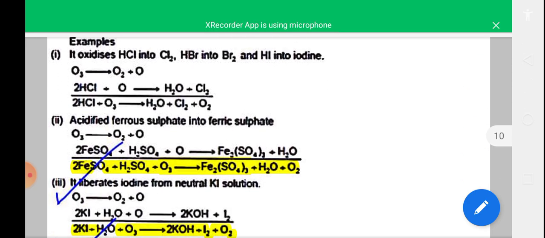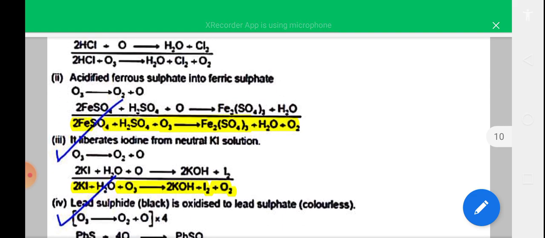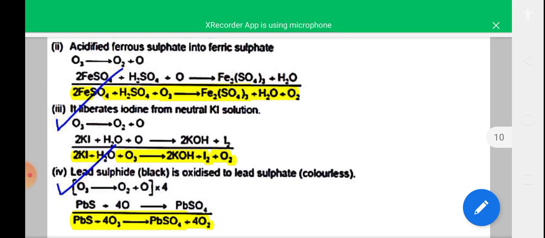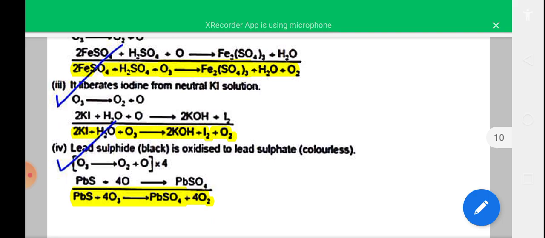And oxidizing nature: reaction of ozone with FeSO4 in H2SO4. Ozone converts acidified ferrous sulfate into ferric sulfate. This is the oxidizing property of ozone. Ozone oxidizes ferrous sulfate to ferric sulfate and is itself reduced to oxygen. So the reaction is 2FeSO4 plus H2SO4 plus O3 gives Fe2(SO4)3 plus water plus O2. And ozone reacts with KI solution: 2KI plus O3 plus water gives 2KOH plus I2 plus O2.